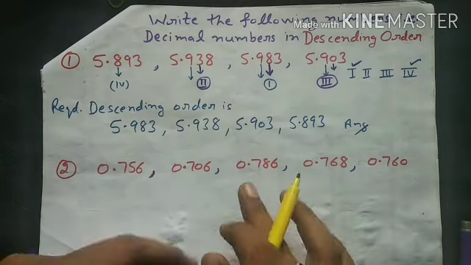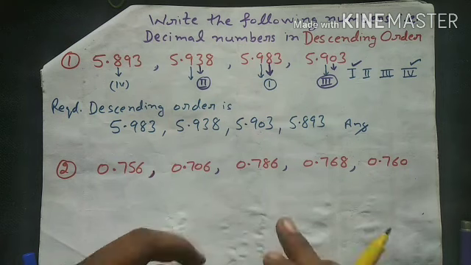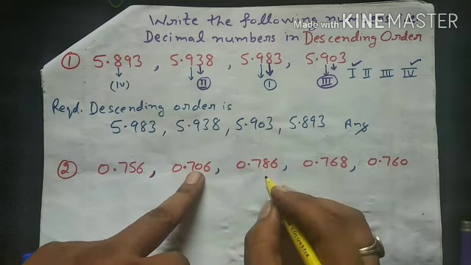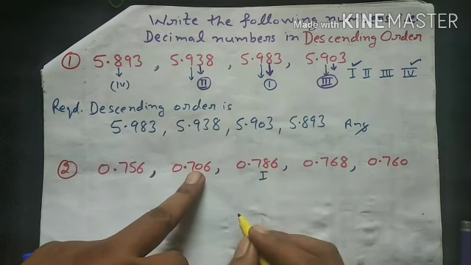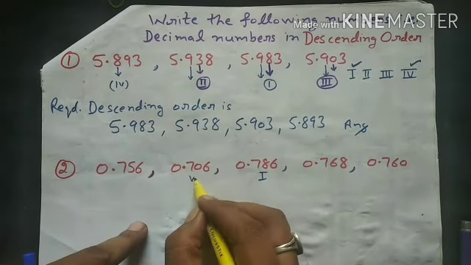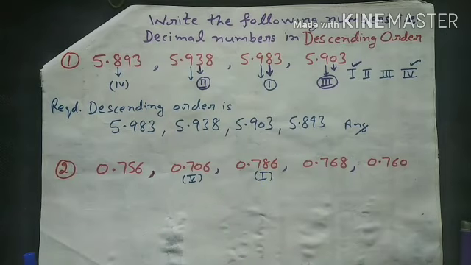Now I have to write in descending order. The meaning of descending order is that I have to write the greatest number at the first position and the smallest number at the last position. Now which is the greatest number? 8. And which is the smallest number? 0. So this will occupy the first position and this will occupy the fifth position. Okay student, now we have to decide the second, third and fourth position.